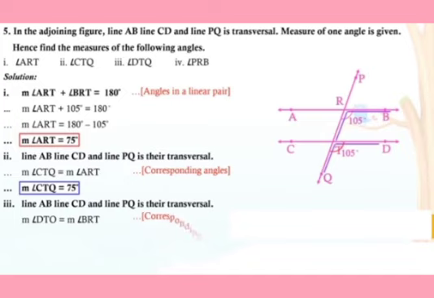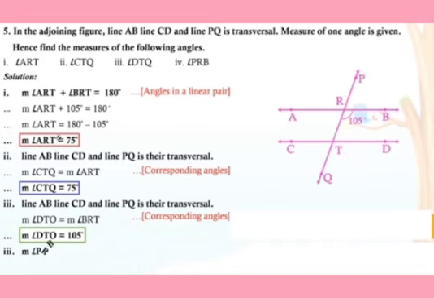See this, why? Because they are corresponding angles. So DTQ is equal to the measure of angle BRT. So now DTQ is equal to 105 degrees because they are corresponding angles. That means the measure of angle DTQ is equal to how much? 105 degrees. So now let's solve the last one, that is the measure of angle PRB.